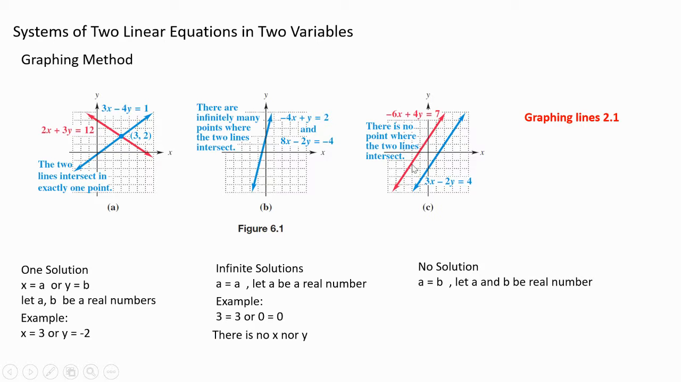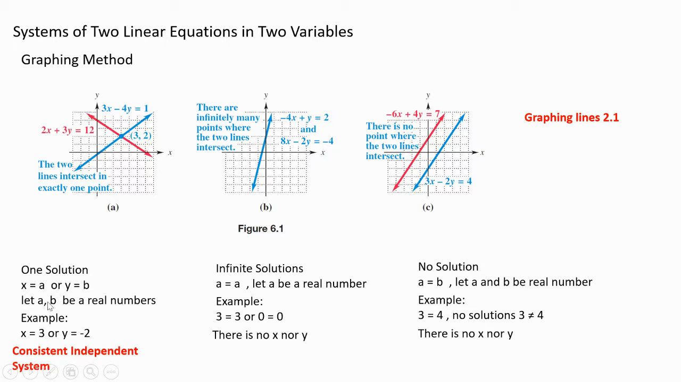And for C, these are parallel lines. So they will never intersect. So for C, it's going to be no solution. For example, a equals b, because a does not equal b, right? Because they're different numbers. An example can be 3 equals 4. So this is no solution because 3 does not equal 4. And again, there's not going to be any x or y.